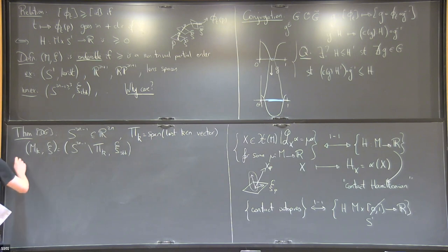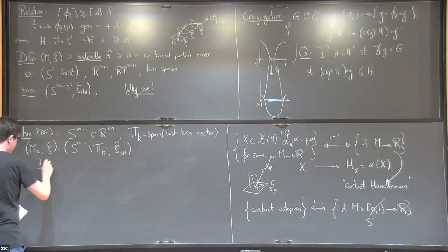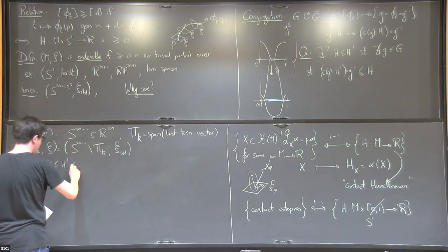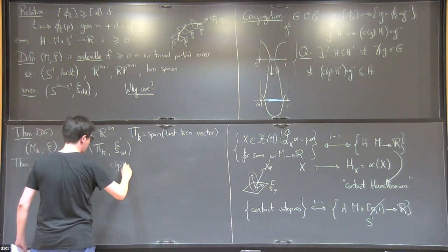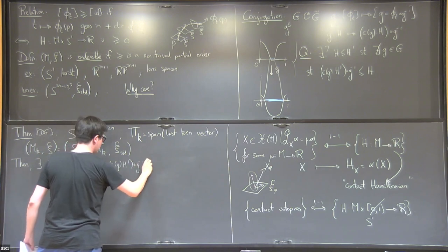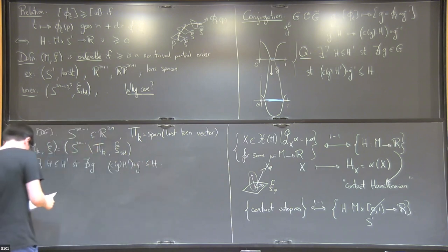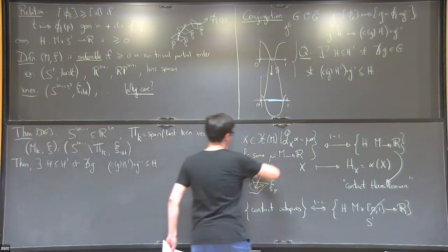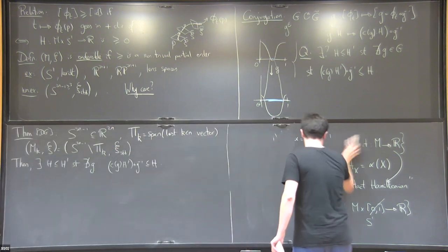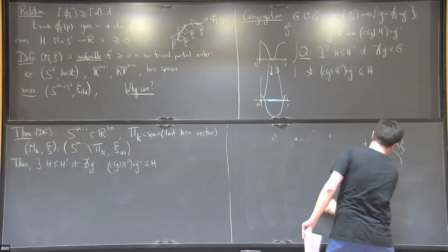So the answer is yes. There exist h smaller or equal to h prime such that there is no g where C g h prime composed with g inverse is smaller or equal to h. And let me just draw one picture, because we need pictures, that shows what kind of ingredient goes into something like that.